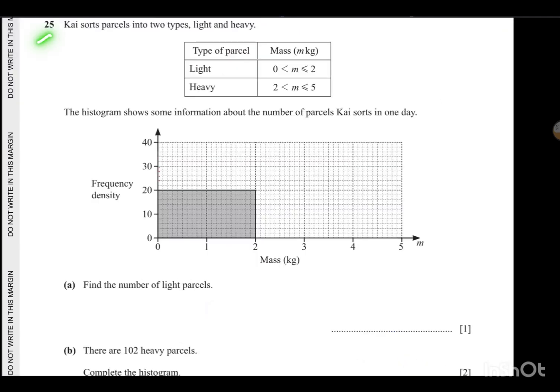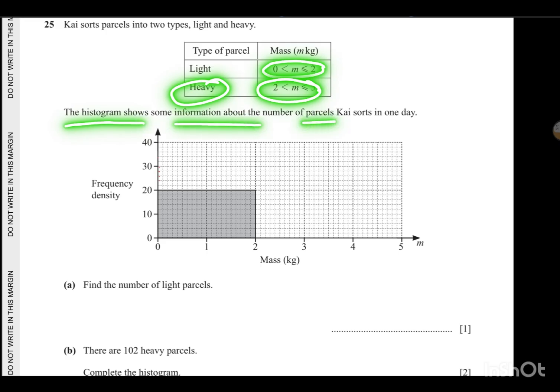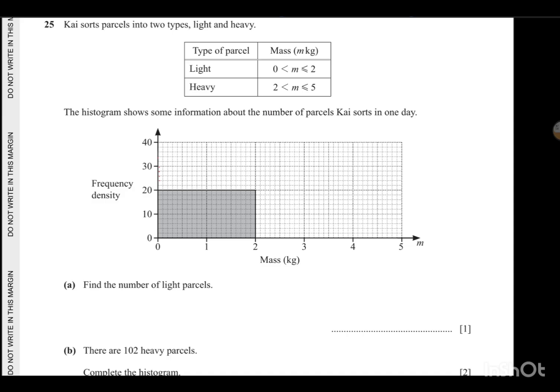Question number 25. Sky sorts parcels into two types, light and heavy. Type of the parcel light and heavy, and light parcel the mass is 0 to 2 and heavy parcel the mass is 2 to 5. The histogram shows some information about the number of parcels Sky sorts in one day. So this is the diagram given where the histogram for light is drawn, but the heavy is not drawn.